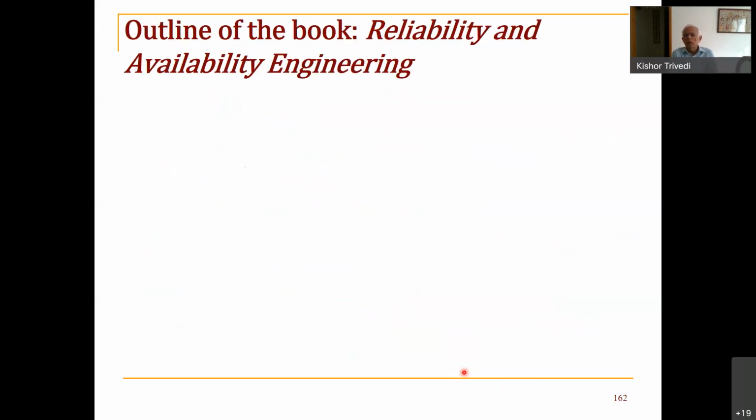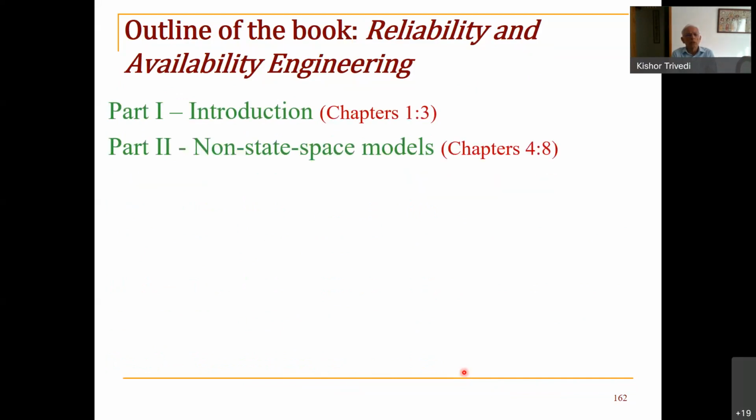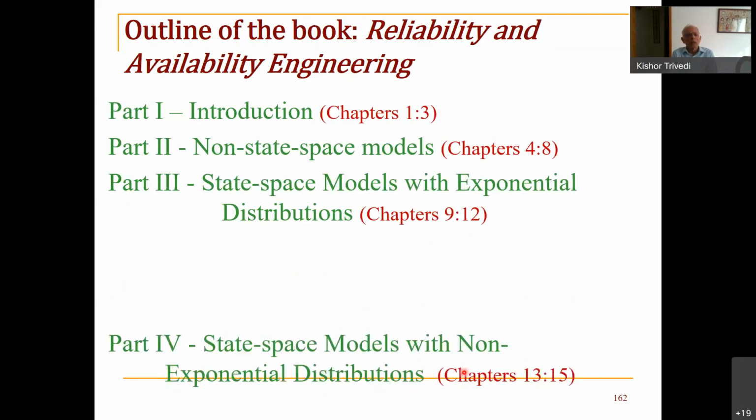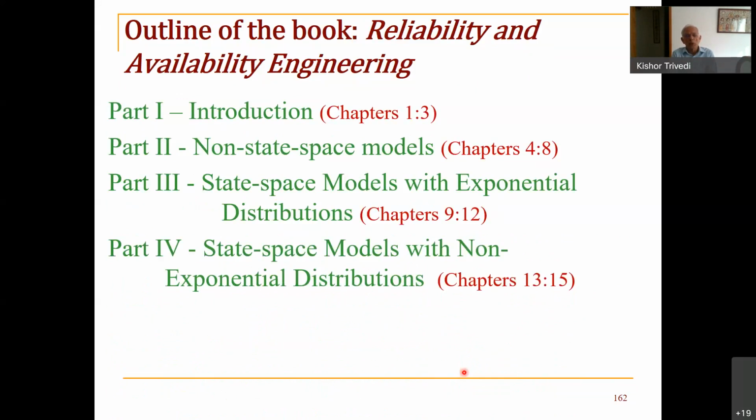All this is available in the Green Book. The Green Book has Part 1, Introduction, chapters 1 to 3. Part 2, chapters 4 through 8, covers the entire gamut of non-state space models. Part 3 covers state space models with exponential distributions. And Part 4 is state space models with non-exponential distributions, consisting of 3 chapters.